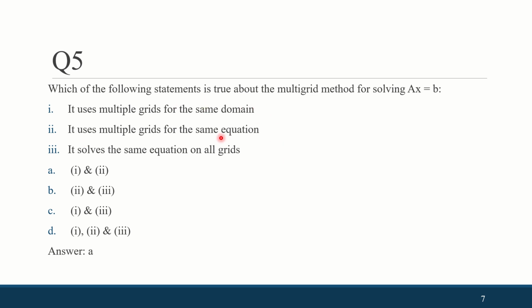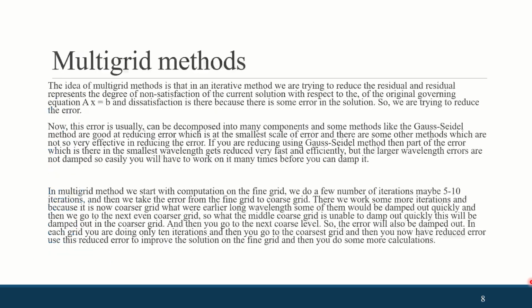So both these are true, so the answer is 1 and 2. So the correct answer is option E, that is 1 and 2. It uses multiple grids for the same domain, it uses multiple grids for the same equation. I hope this is clear.